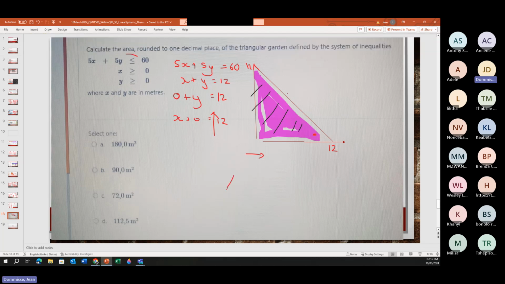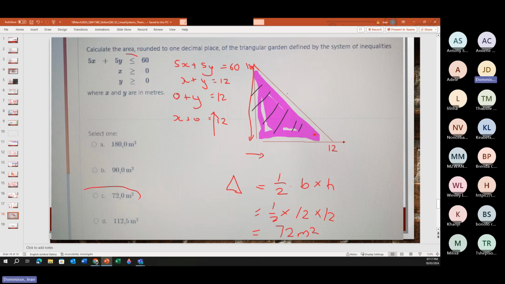And then the area of a triangle is half times base times height. The height, we've got 12. Base is 12. And we multiply that by a half. So a half times 12 times 12 gives you 72.